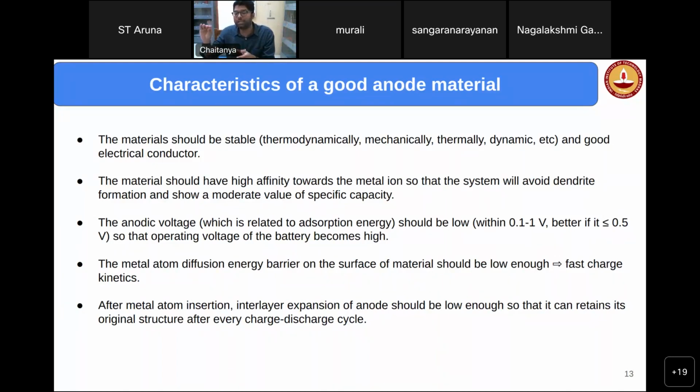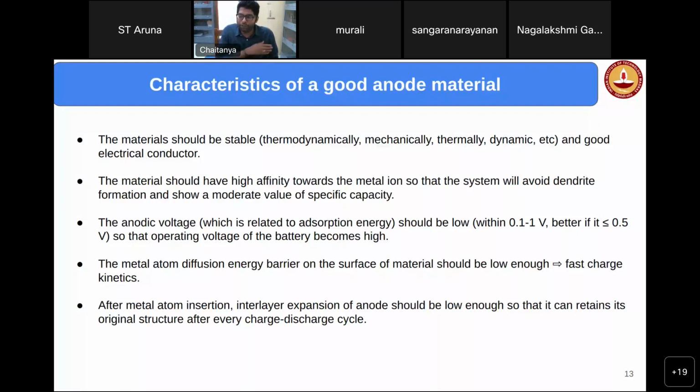So if the anode voltage is as low as possible, then the overall cell voltage will be better. Ideally the figure will be somewhere around 0.1 to 1 volt. It's better if it is less than 0.5 or so. So that's what we are trying to see for the anodic voltage.